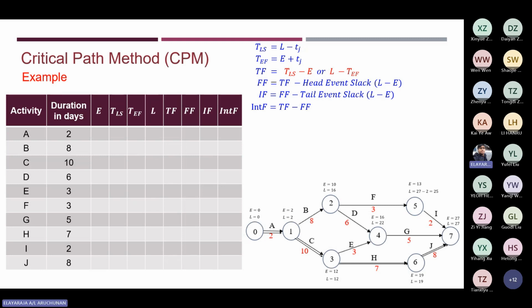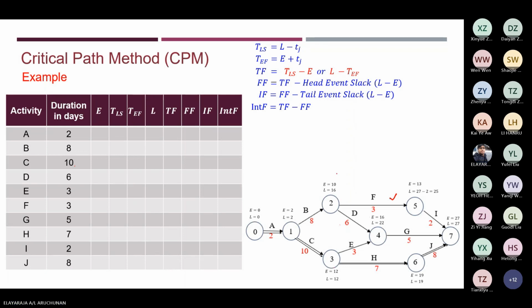Now, as we know, you just list down all the activities, A to J. Activity A, B, C until J. And then we know the duration of each activity based on the previous result. This is the result we obtained, the network at the bottom right, and you need to translate this network into the table here. So activity A is 2 days, activity B is 8 days, activity C is 10 days, and so on until activity J. So you already have everything out here.